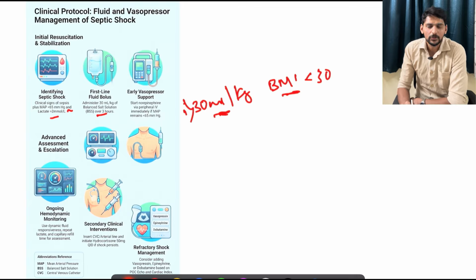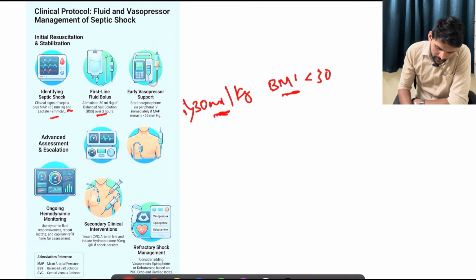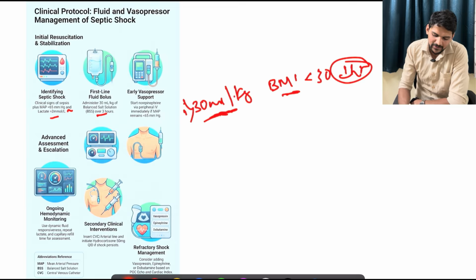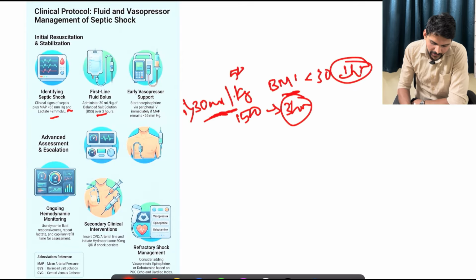So it is okay to give about 30 ml per kg of initial fluid bolus. This is the first thing, and it should be started within 1 hour, and this fluid overall, for example, if we consider a 50 kg individual, it will come up to 1500, that is 3 pints, should be completed within 3 hours.